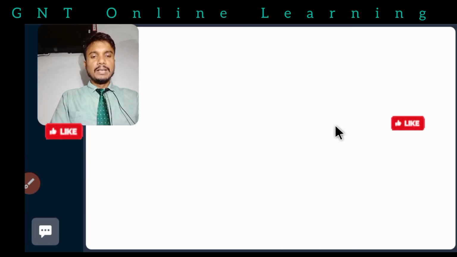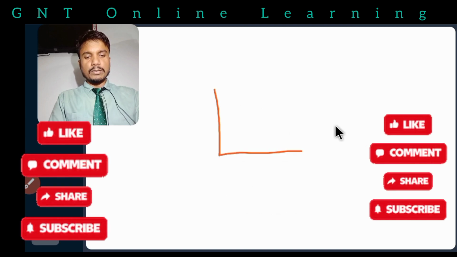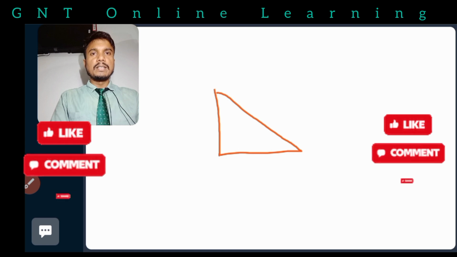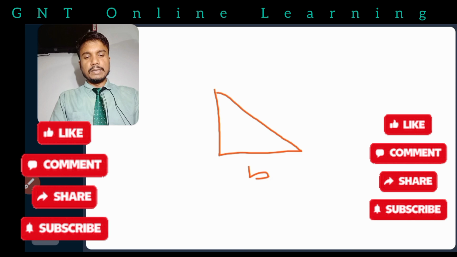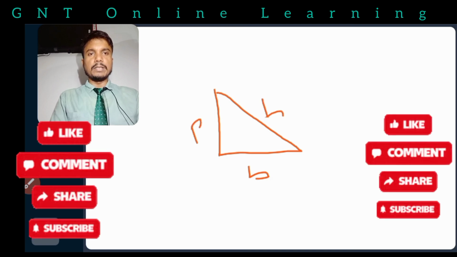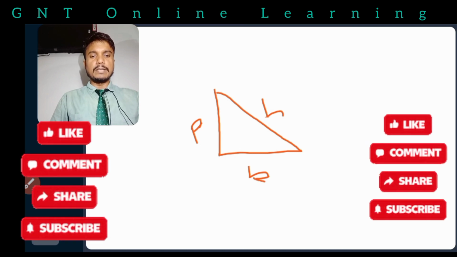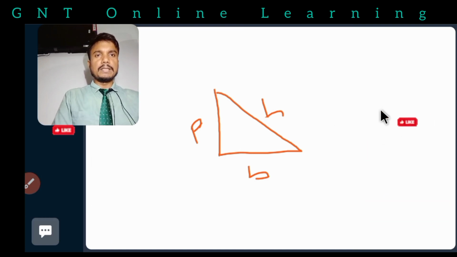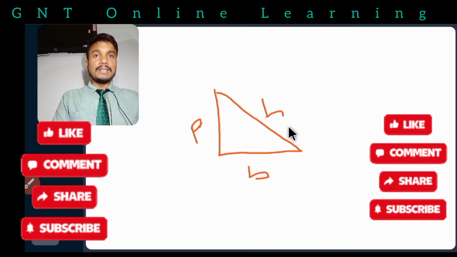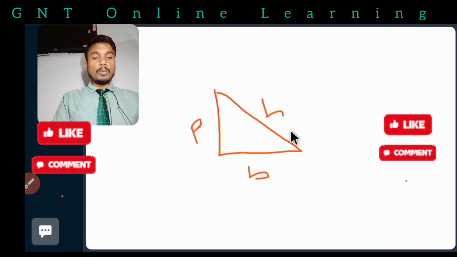Let me take a diagram. Say that this is one right angle triangle. Say that this is the base, this is the perpendicular, and this is the hypotenuse. This one is the base, this one is the perpendicular, and this one is the height. Now as per the theorem, what is told is the square of the hypotenuse.